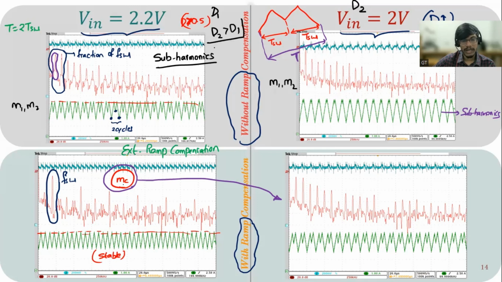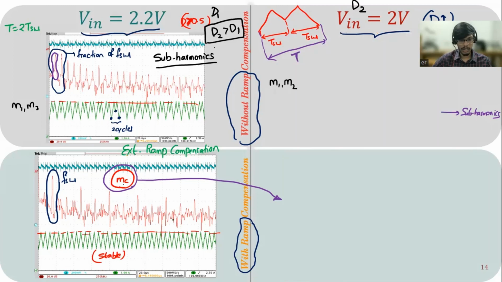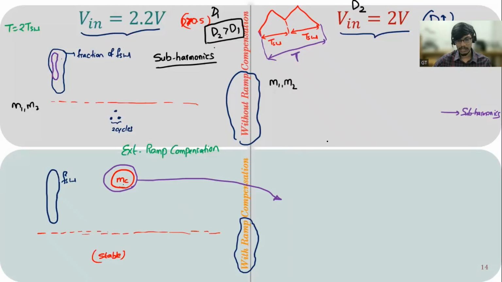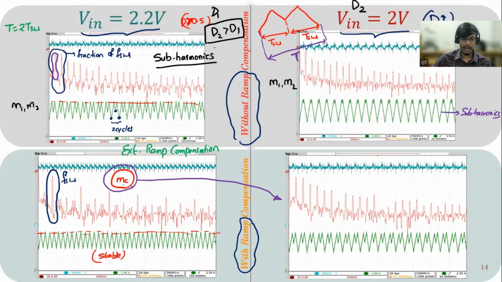As we are increasing the duty ratio, the subharmonic behavior is increased here. Whatever ramp compensation was sufficient in this case to stabilize the system is still not sufficient in this case, because the duty ratio has increased and the ramp requirement is dependent on M1 and M2. For this case, the ramp requirement is more, but we have provided the same ramp and we have seen that it is still not sufficient to stabilize the system. That is what we are showing from this figure.